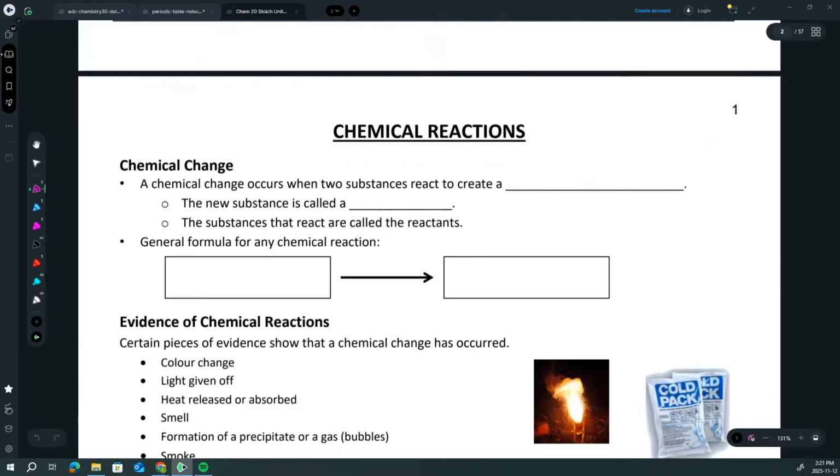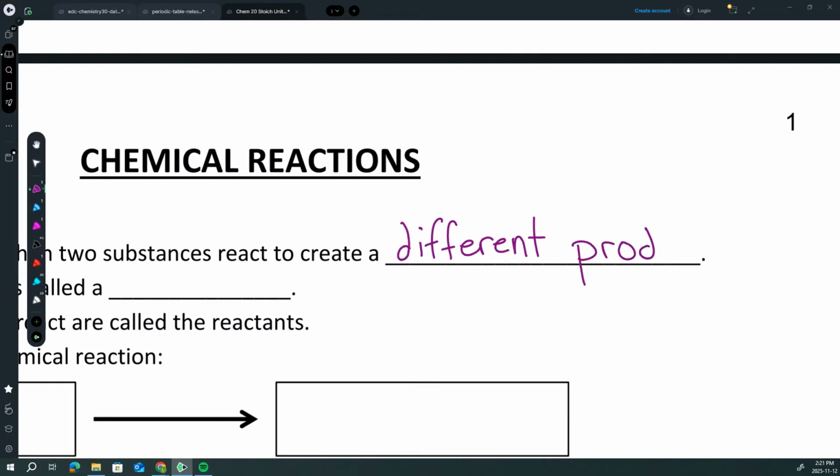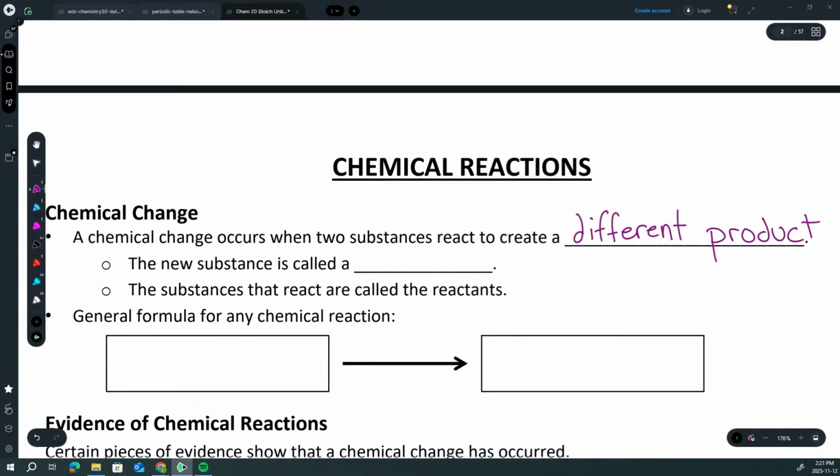So, starting off with chemical reactions, we need to understand what a chemical change is. A chemical change occurs when two substances react to produce a different product. If you're not creating something different, then a chemical change did not occur. Okay, so this new substance is going to be called a product.